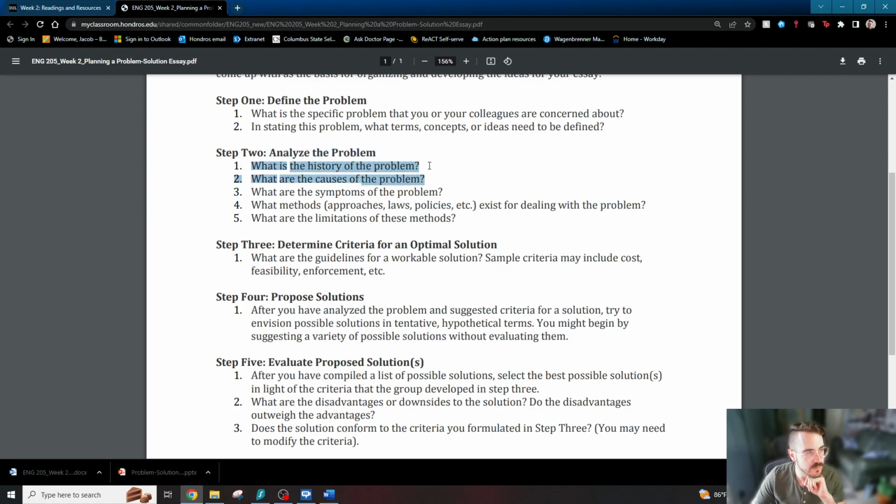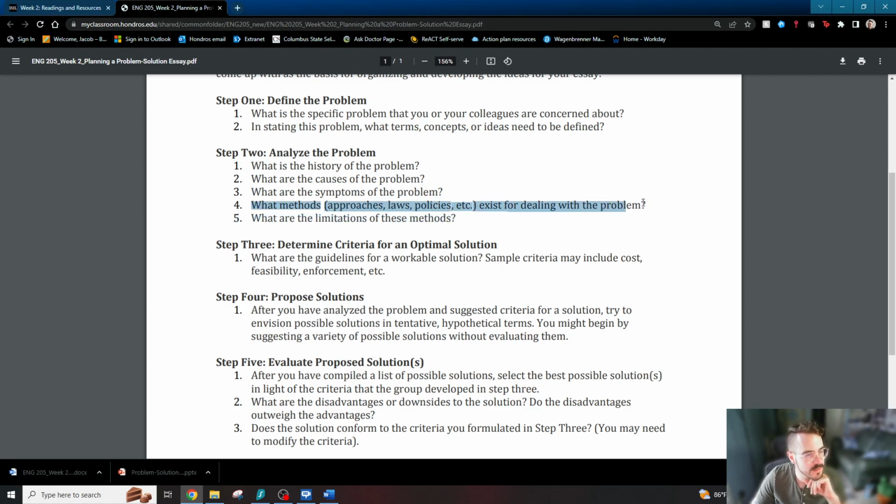So what is the history of the problem? When did it begin? How long has it been going on? Where did we get to where we're at now? What caused it? And then what are the effects? So when it says what are the symptoms, that's really what that means. What are the effects, the consequences of the problem?